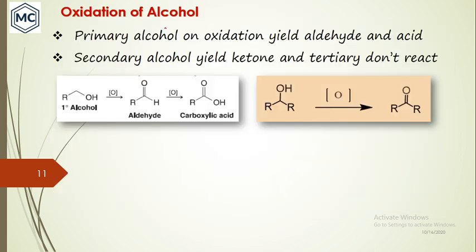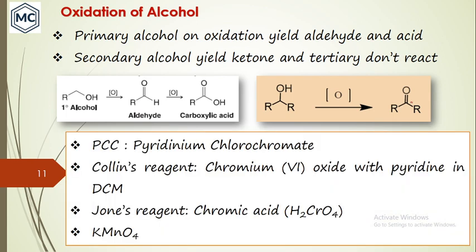And the next one, oxidation of alcohol. Primary alcohol on oxidation normally yields aldehyde, and acid in some cases, and the secondary alcohol yields ketone, and tertiary does not react. So primary alcohol on oxidation first gives aldehyde, and further it oxidizes to carboxylic acid. Secondary alcohol, that you can see here, oxidizes to ketone. So it cannot further oxidize; it has to cleave for further oxidation.